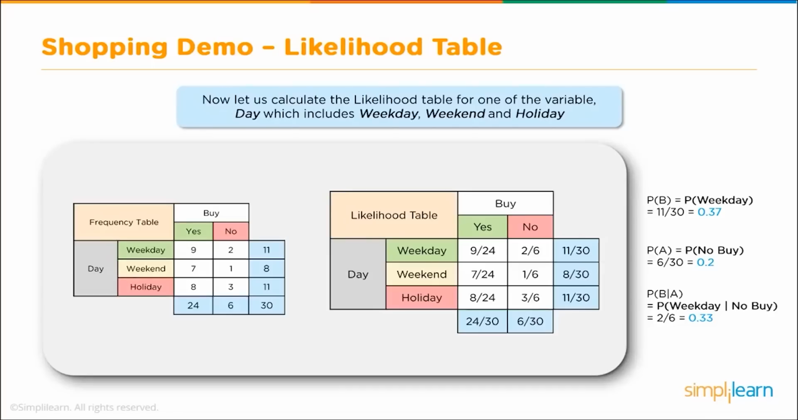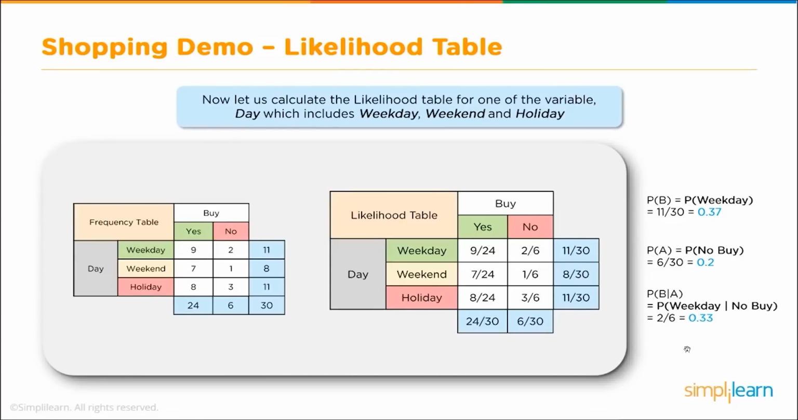Now let us calculate the likelihood table for one of the variables. Let's start with day, which includes weekday, weekend, and holiday. And let us start by summing all of our rows. So we have the weekday row, and out of the weekdays there's 9 plus 2, so it's 11 weekdays. There's 8 weekend days and 11 holidays. Wow, that's a lot of holidays. And then we want to sum up the total number of days. So we're looking at a total of 30 days.